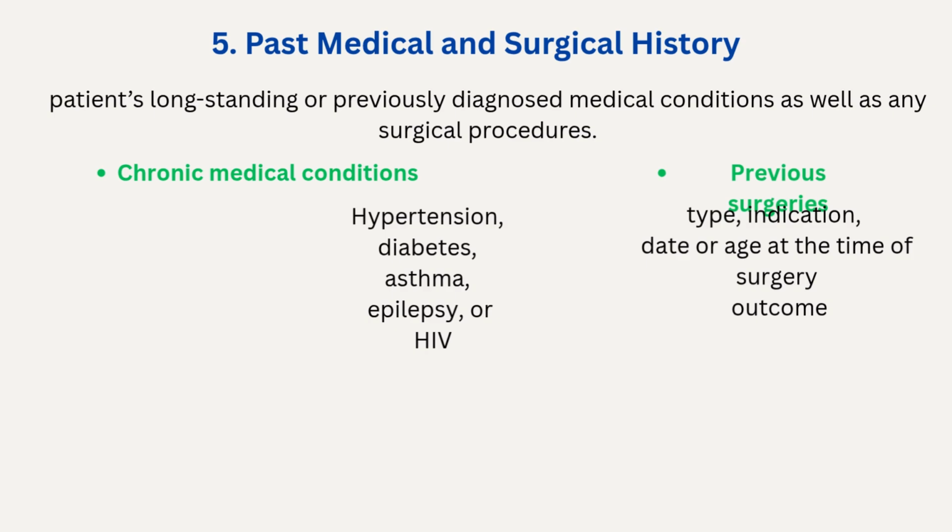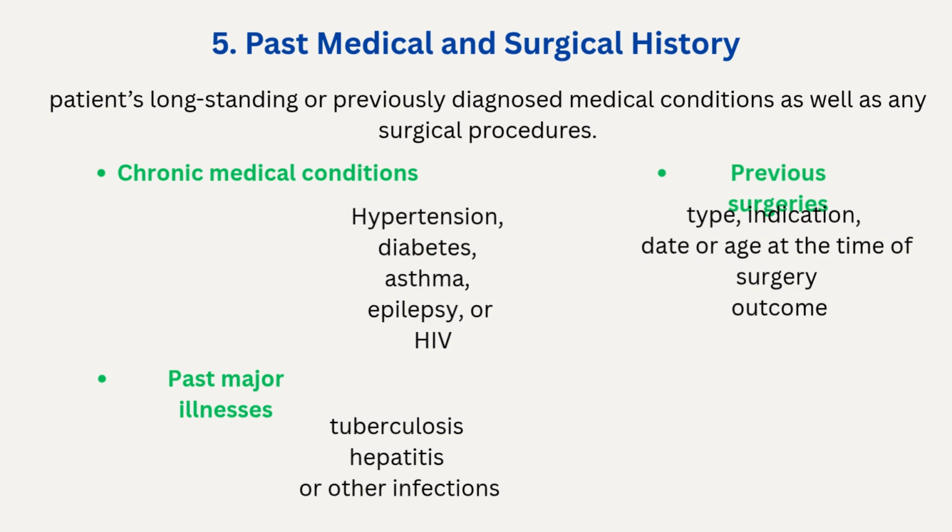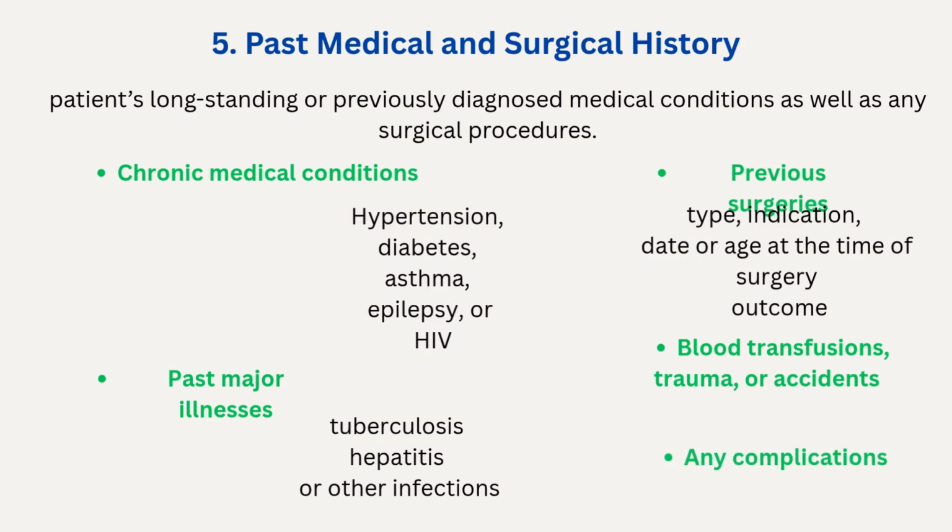medications consistently. Past major illnesses such as tuberculosis, hepatitis, or other infections that required long-term treatment or hospitalization. Previous surgeries include the type of surgery, indication, date or age at the time of surgery, and outcome. For example, appendectomy for acute appendicitis at age 14 with full recovery. Also ask about blood transfusions, trauma, or accidents in the past. Any complications related to past medical or surgical interventions.